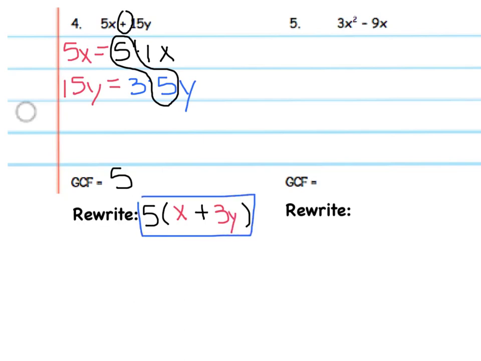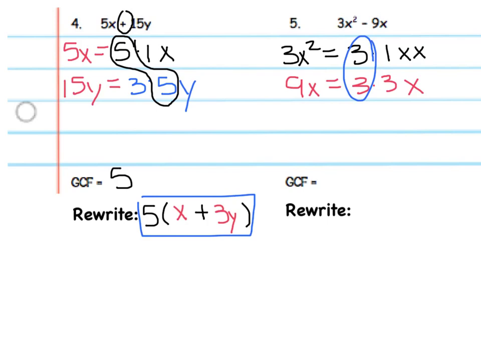Number 5, same exact concept. I have 3x squared, and we have 9x. Remember, negatives don't matter. Not paying attention to that. 3x squared can be 3 times 1, x squared, x times x. Numbers that multiply to 9 are 3 times 3. We can't break those down, so that's it. And then you have an x. Circle what we have in common. We have a 3 in common and an x in common. So the GCF is 3x.